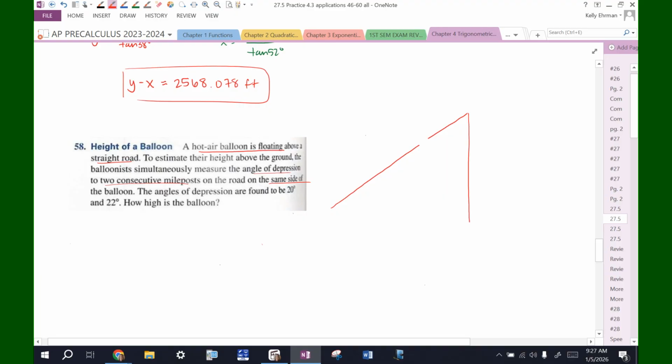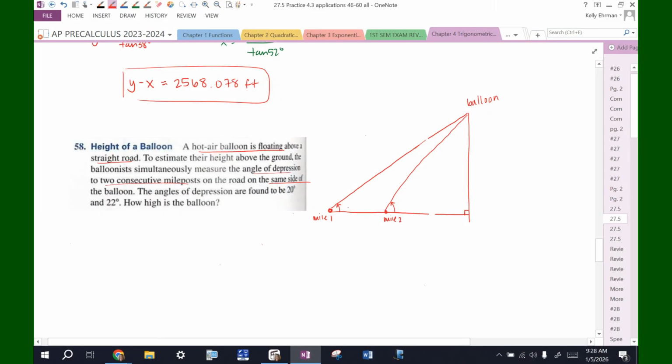So we have this big right triangle. The balloon is floating up here. We have milepost 1 and milepost 2. There are angles of depression that go out to those. Remember, that just corresponds to angles of elevation. So let's not even bother with the depression part. The angles of depression are found to be 20 and 22.